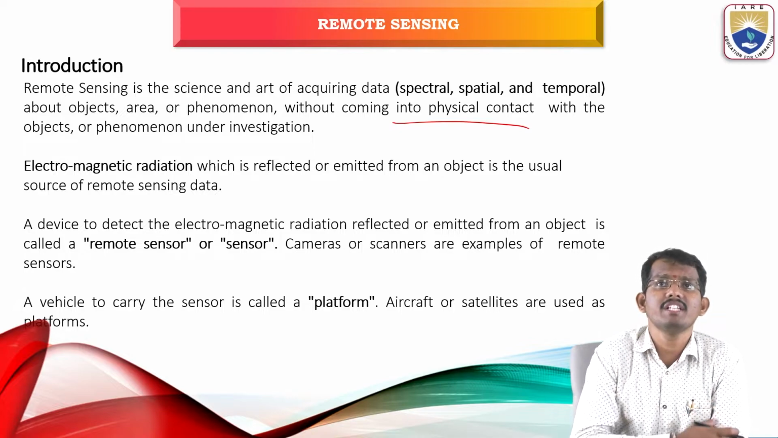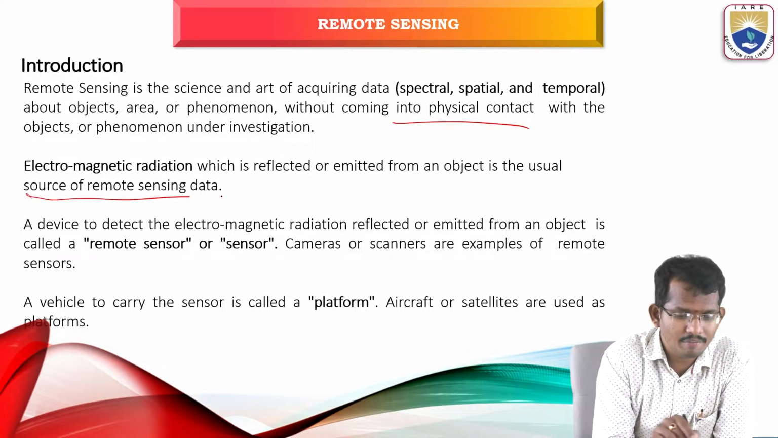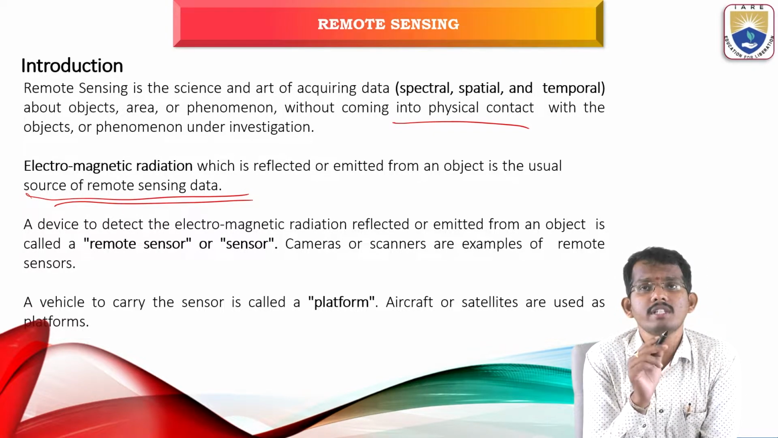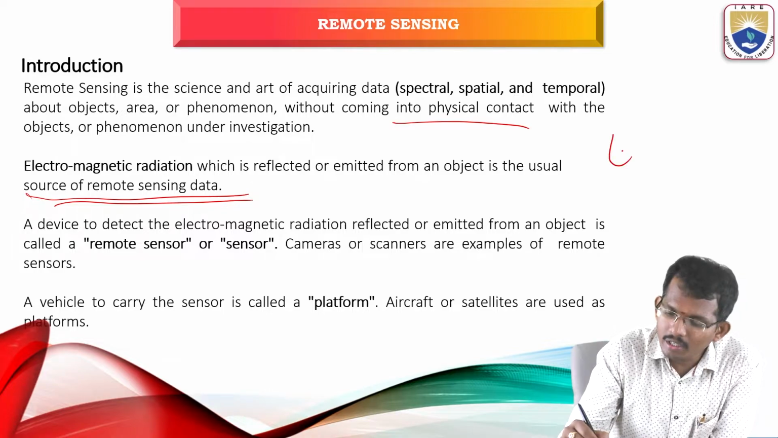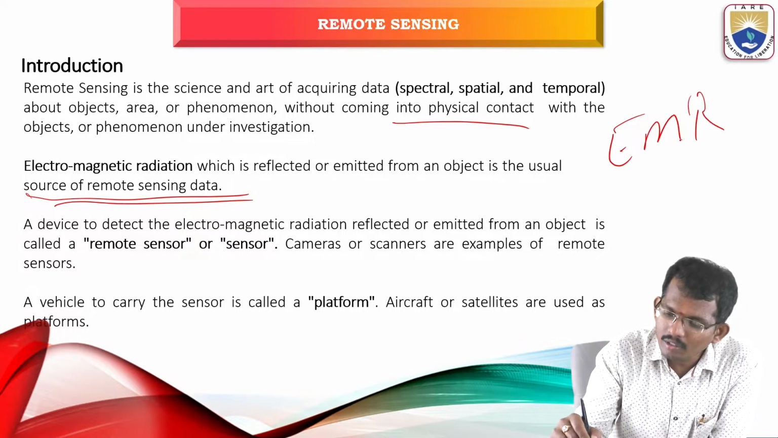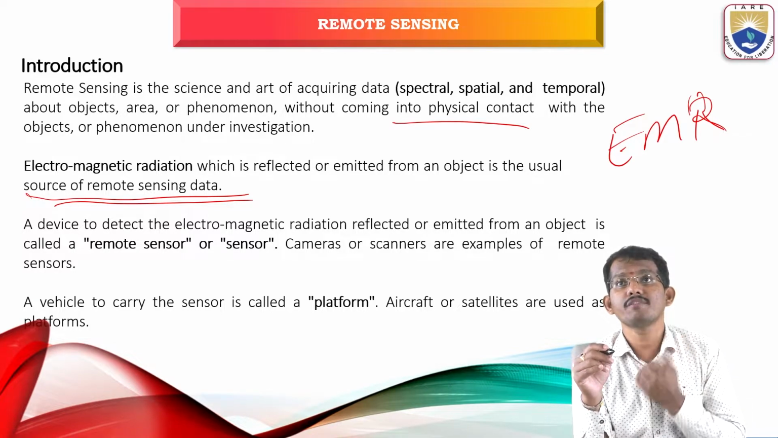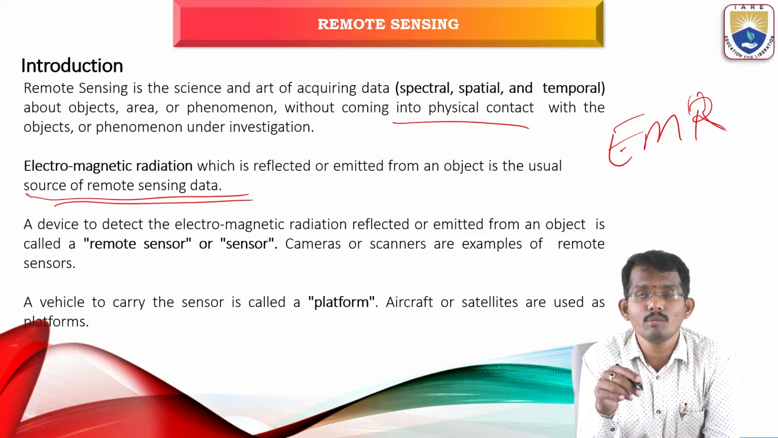Electromagnetic radiation, which is reflected or emitted from an object, is the usual source of remote sensing. So for remote sensing, the main source is electromagnetic radiation. It is also called EMR. So electromagnetic radiation is the main source which is reflected or emitted from an object, the usual source of remote sensing data.